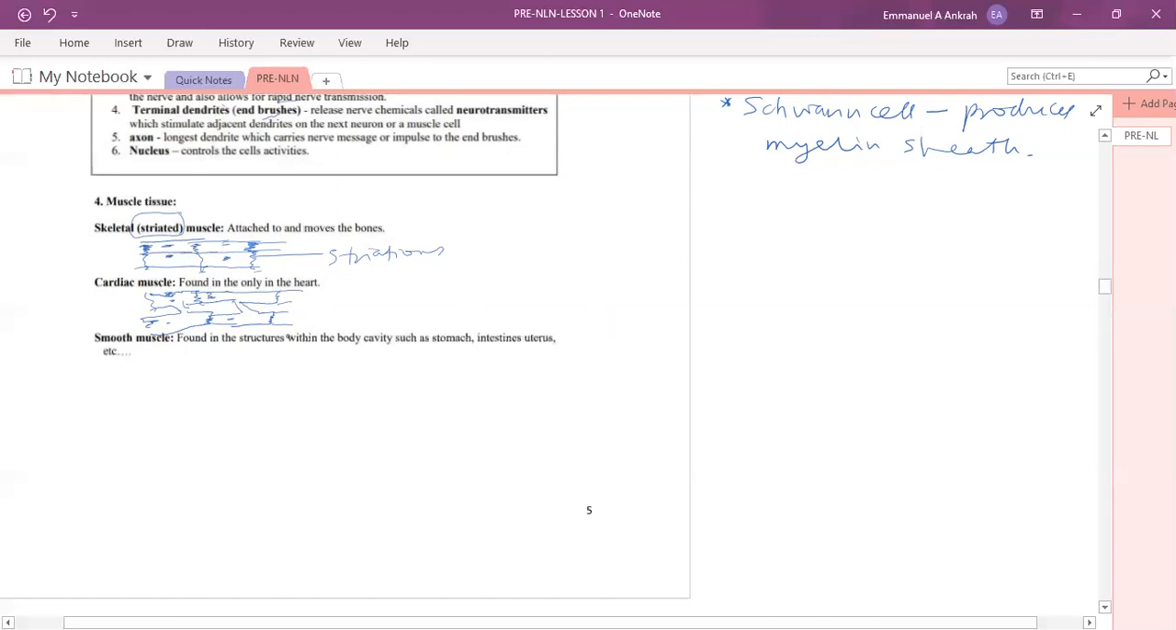And the last one here is the smooth muscle. The smooth muscle, we find it in structures in the body cavity, like the stomach, the intestines, the uterus, and so on. And the smooth muscles are like spindles. They are spindle shaped.